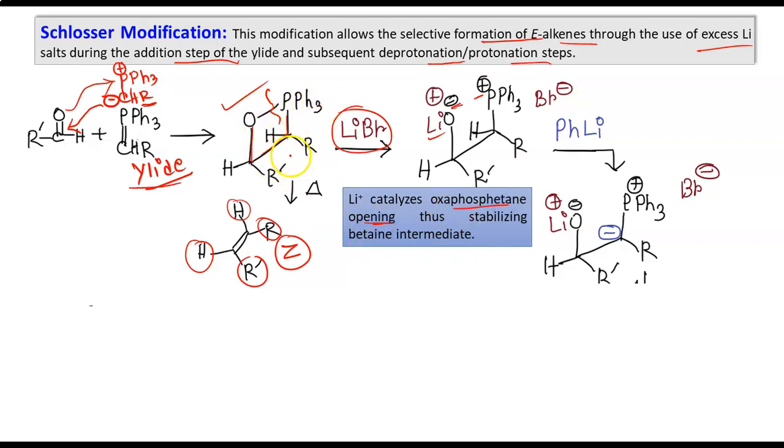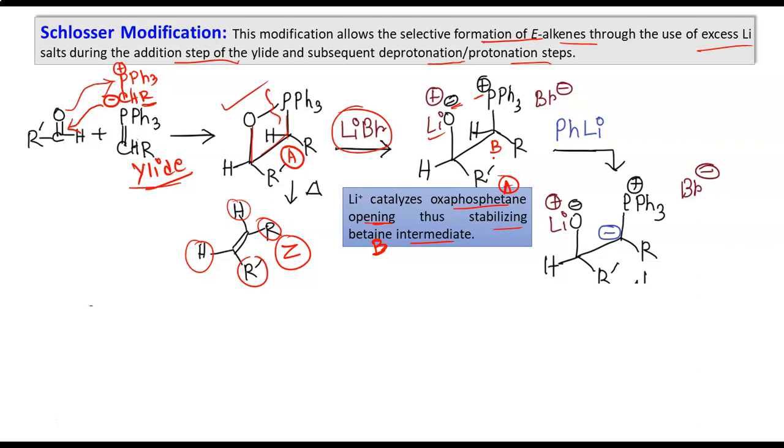So this is oxaphosphetane. Suppose I am giving the name A. A is oxaphosphetane. It is now open, thus stabilizing the betaine intermediate. So betaine intermediate B, this is B. Fine. So this is the purpose.